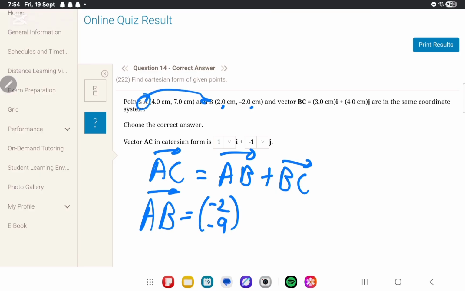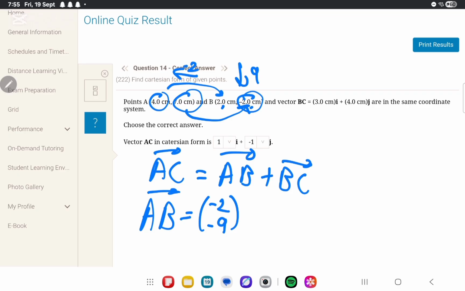You're starting off at point A and you're going to point B, right? So you started off at 4 centimeters and you went to 2 centimeters. How did you do that? You went back 2, right? And then 7 centimeters as you're starting, you ended up at negative 2 centimeters. You went down 9. So, since you went back 2, it's going to be negative 2. Since you went down 9, it's going to be negative 9. That's it. It's mental math.